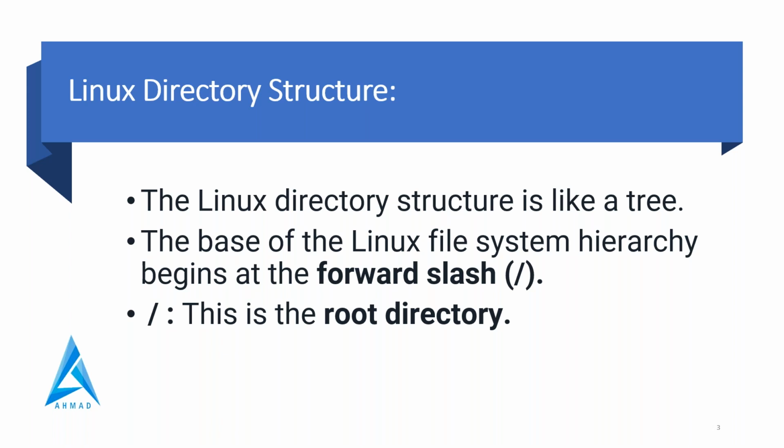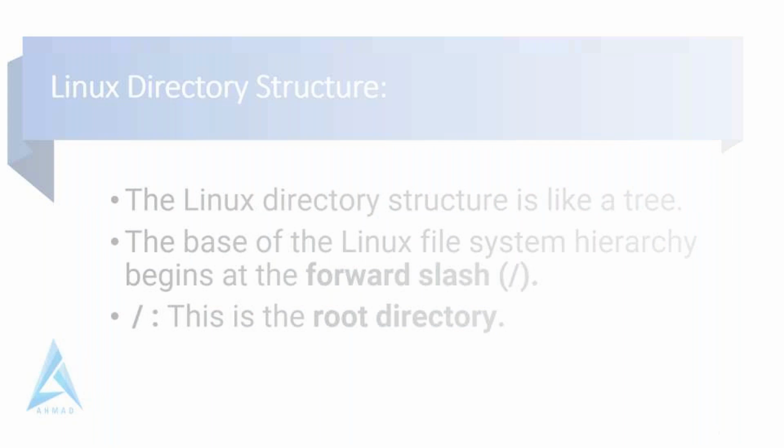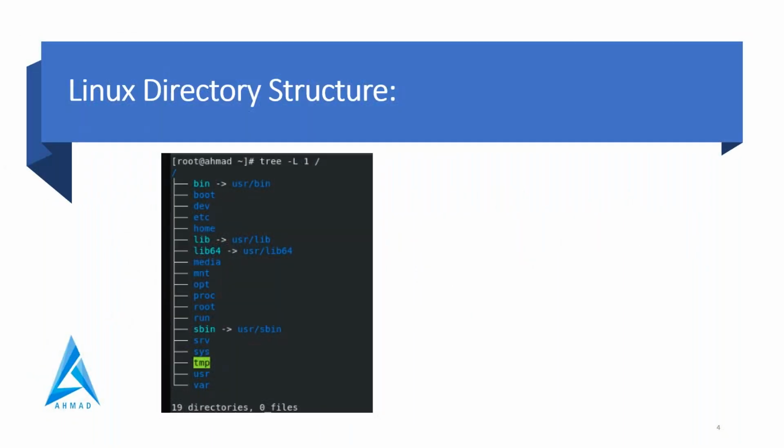Okay, so if I say how it will be presented, it is presented like this. This is the level 1 directory structure, where it starts from forward slash. This is forward slash, and after that these are the directories. This is the latest version of Red Hat 8. So 19 directories are there. I will explain each directory one by one.